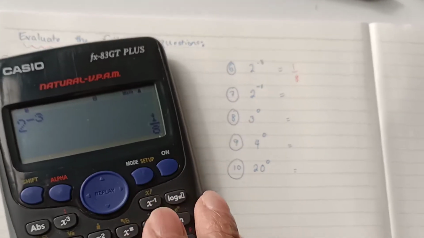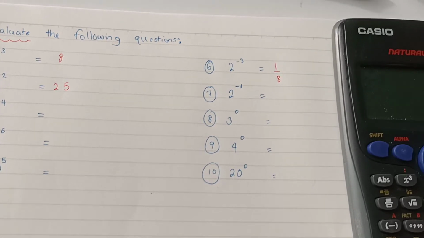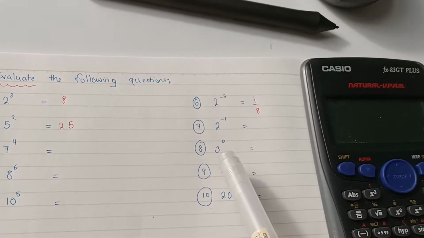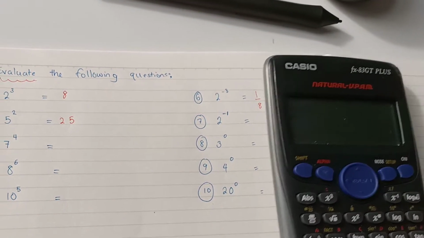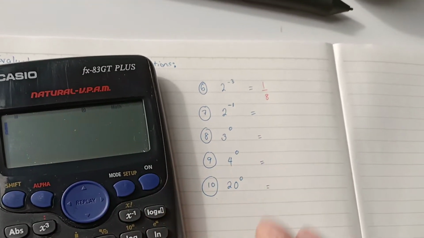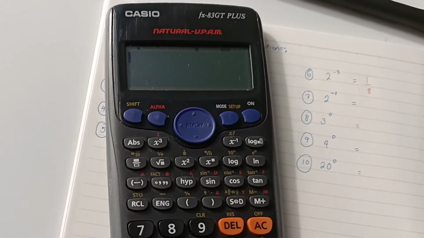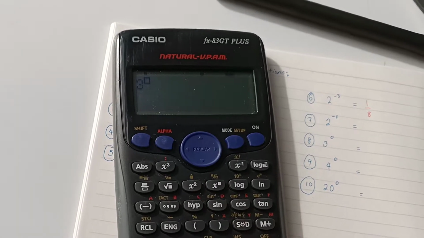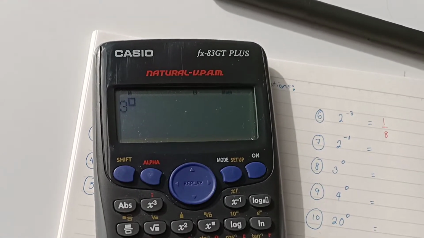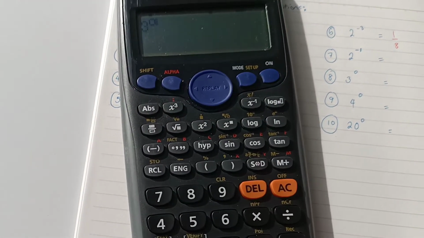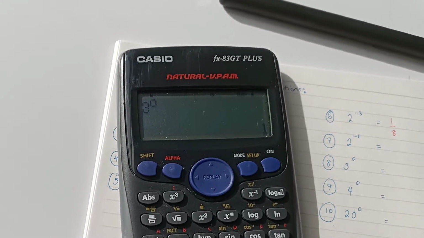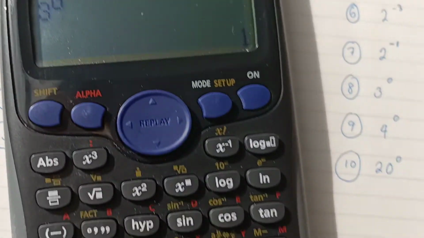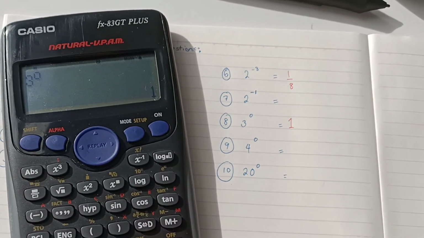Alright, and then I'm going to move on to the next question, where I'm going to do something a little bit different over here. 3 to the power of 0, you can do exactly the same. So I'm going to type in 3. Then I'm going to press this button again. Then I'm going to type in my number 0. Then hit enter. Then I should have the answer, which is number 1. So I'm going to write my answer as that.